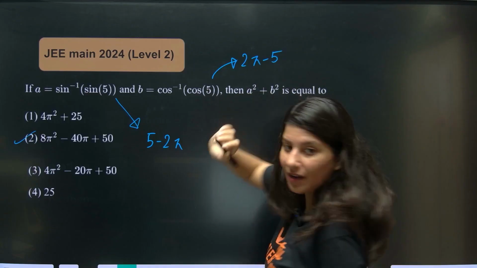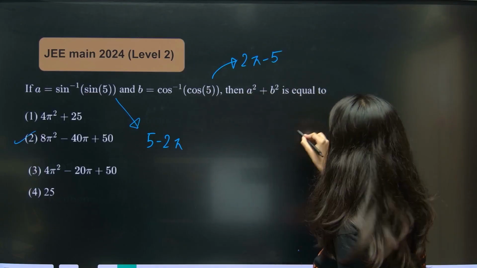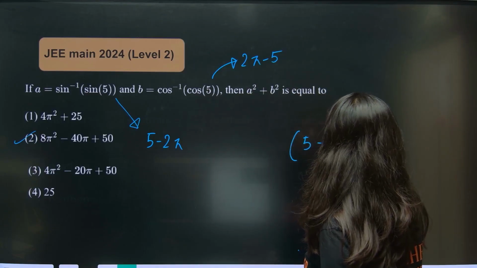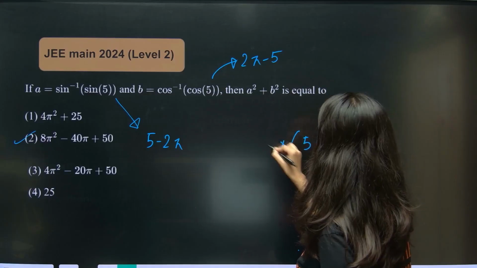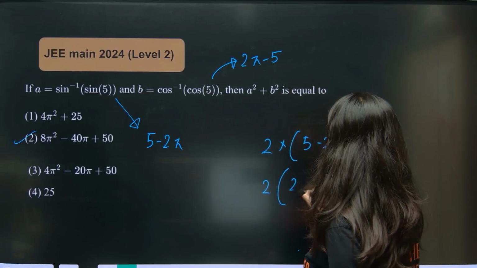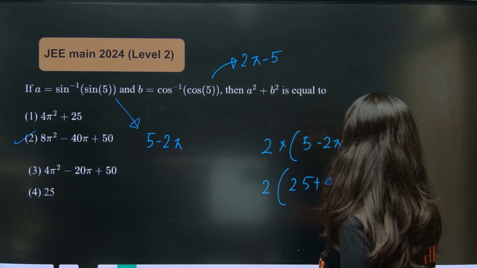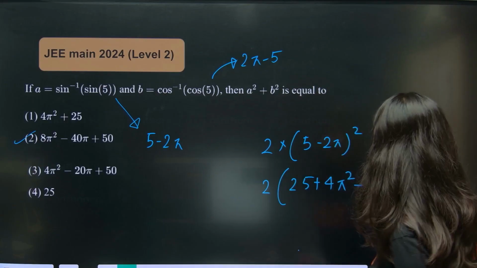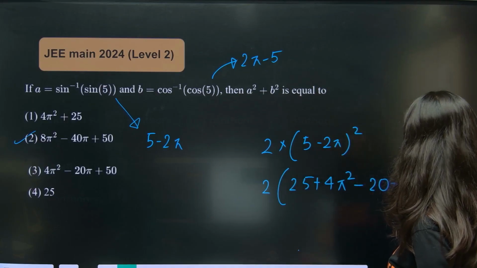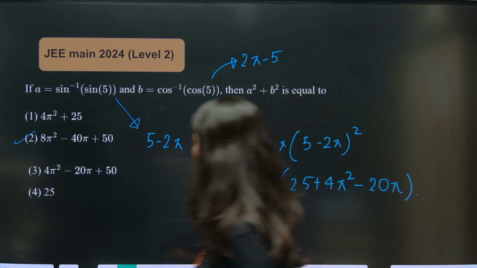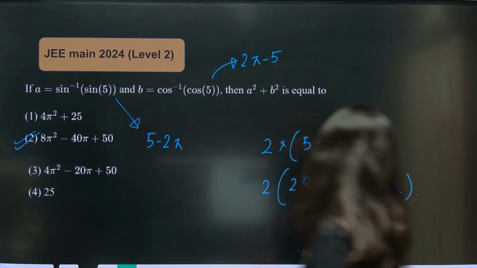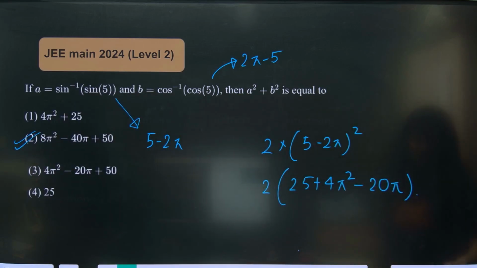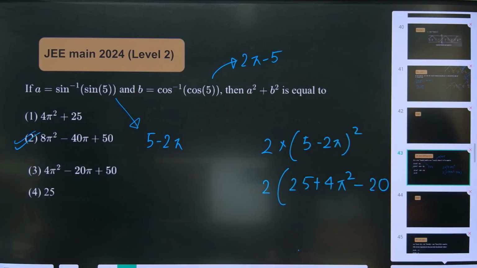I'm not plotting the graph. I'm just giving you the answers now. 5 minus 2 pi whole square plus 5 minus 2 pi whole square. So 25 plus 4 pi square minus 20 pi. So it is 8 pi square minus 40 pi plus 50. Done.